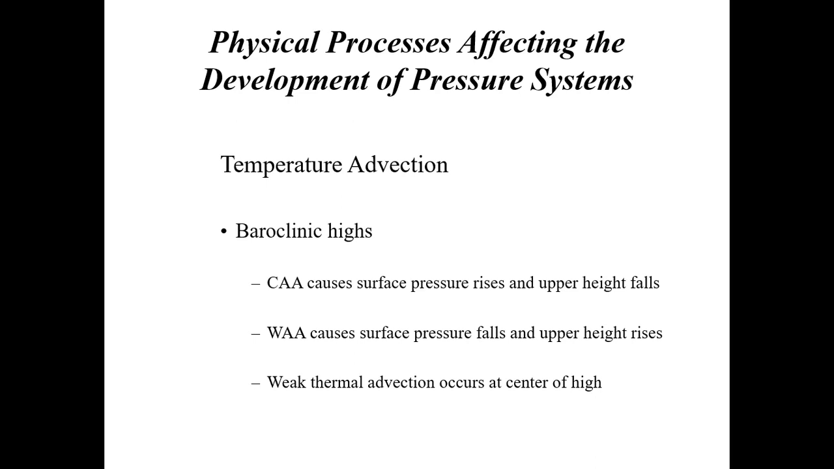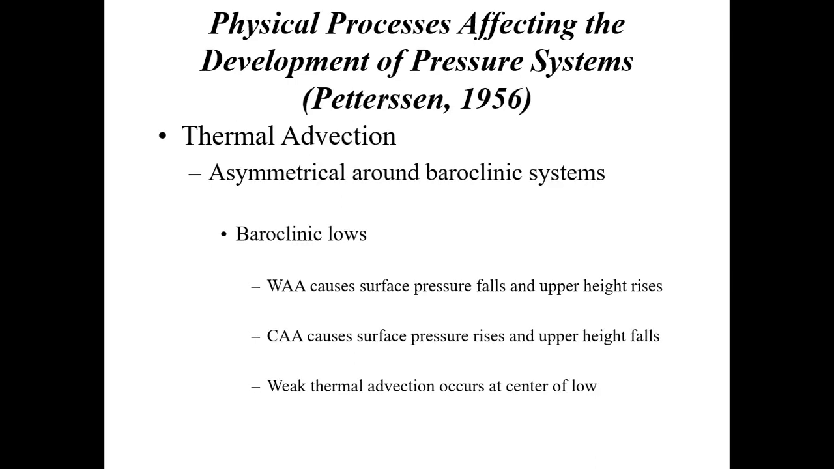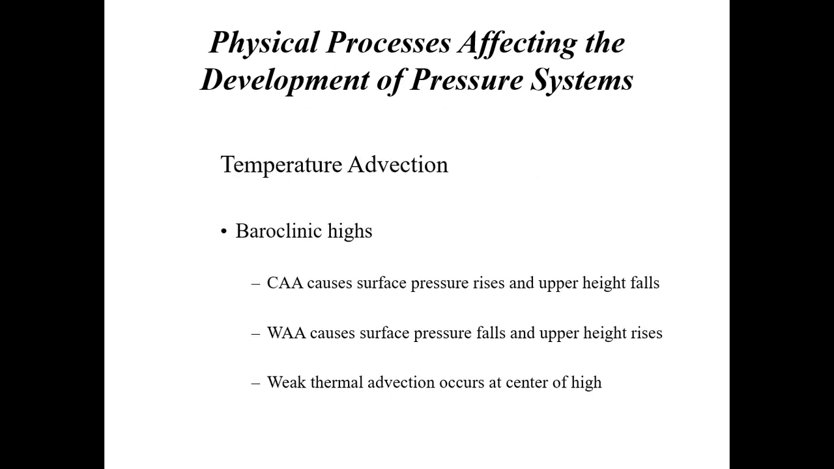And with cold air advection, this is going to cause surface pressure rises and upper height falls. So that stays the same, right? Surface pressure rises and upper height falls are going to be associated with cold air advection. Just they're in different locations in association with a low and a high. And then warm air advection is going to cause those surface pressure falls and upper height rises, just like I explained on the previous slide. And there's weak thermal advection occurring at the center of high pressure systems as well.